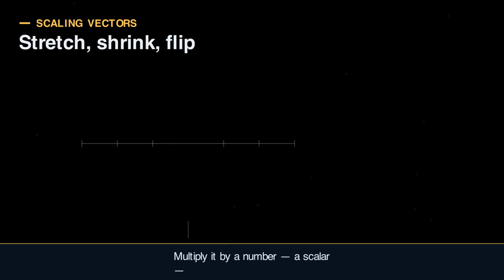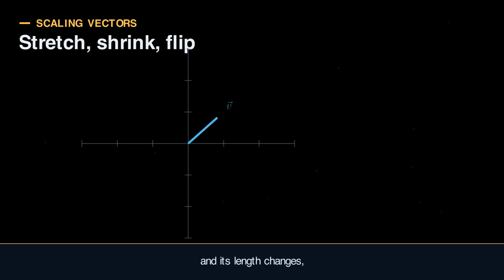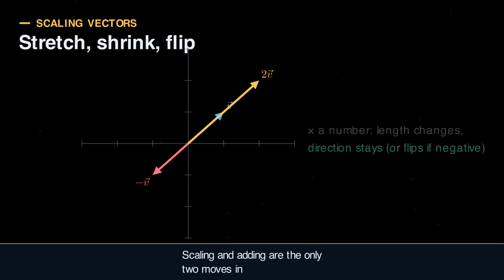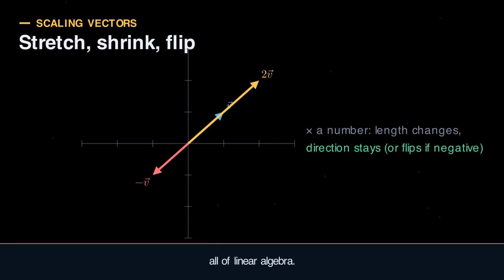You can also stretch a vector. Multiply it by a number, a scalar, and its length changes, while its direction stays the same. 2 times the vector (1, 1) becomes (2, 2), twice as long, same heading. Multiply by a negative, and it flips to point the other way. Scaling and adding are the only 2 moves in all of linear algebra.